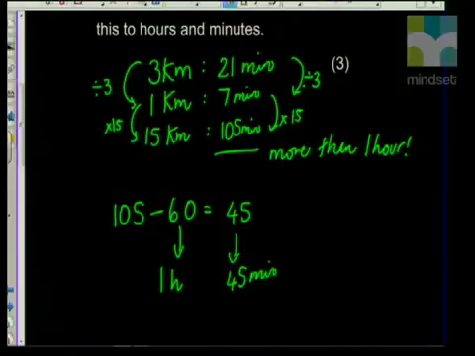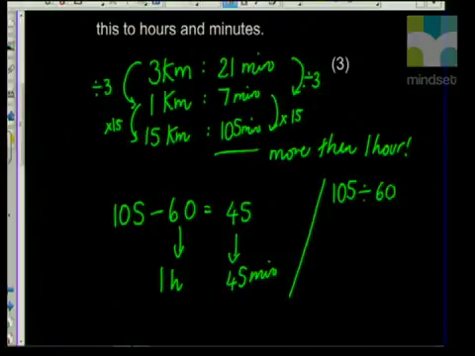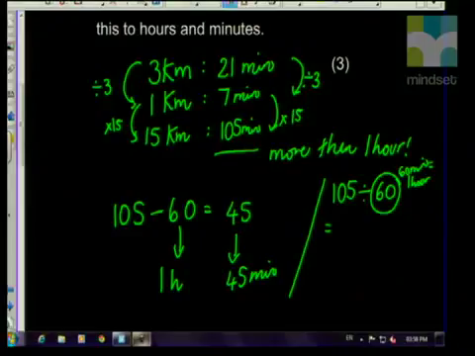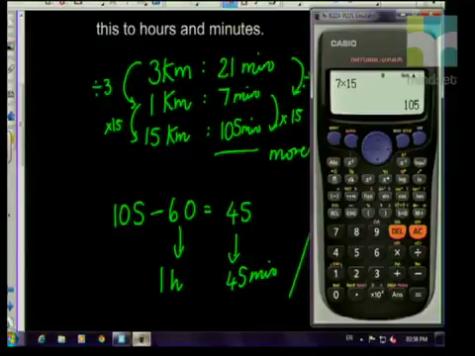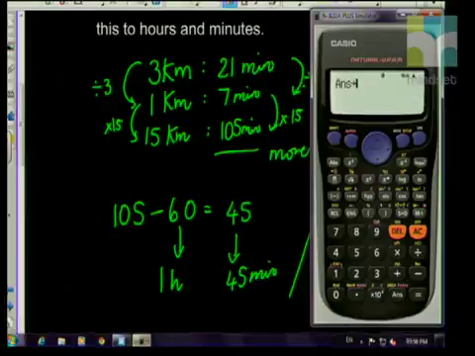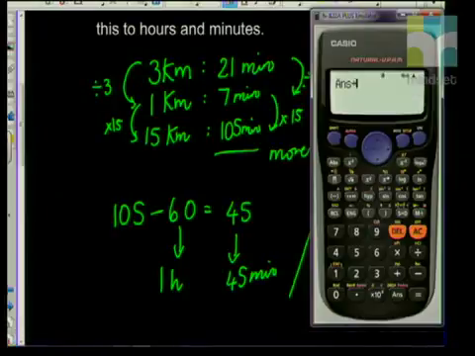So that's one method. Another method is to say 105 divided by 60. Why am I dividing by 60? We're dividing by 60 because there's 60 minutes in 1 hour. If I do this on my calculator, lucky I've got my 105 already there, divided by 60. And this gives me 1,75.